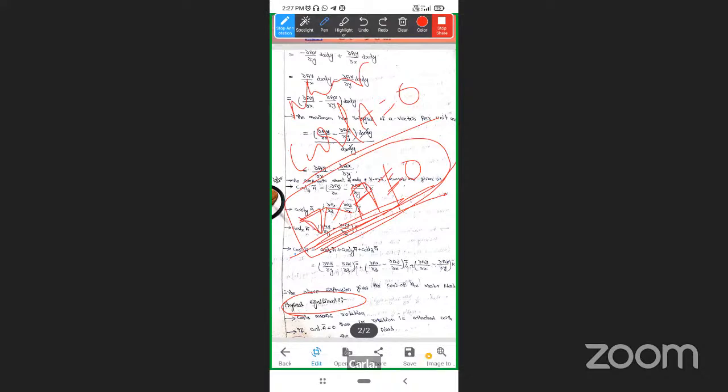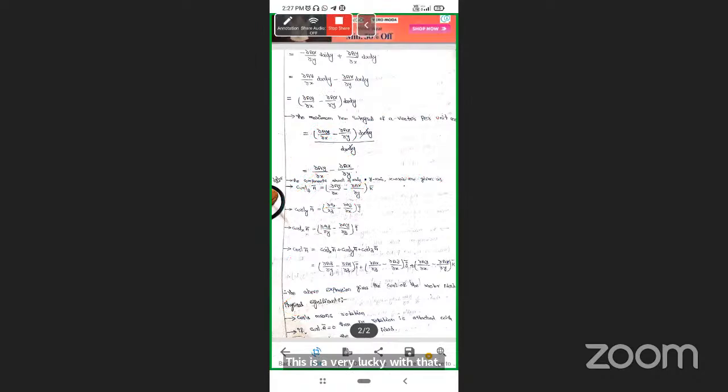Okay, this is a very important question. This is the curl of a vector field.